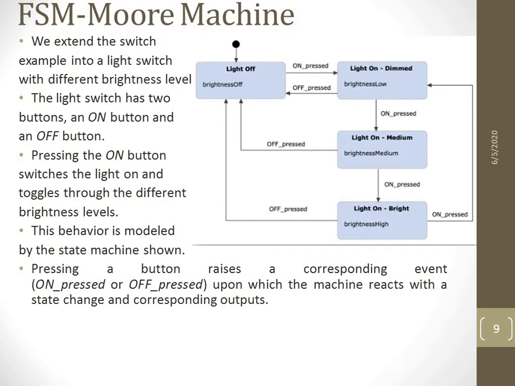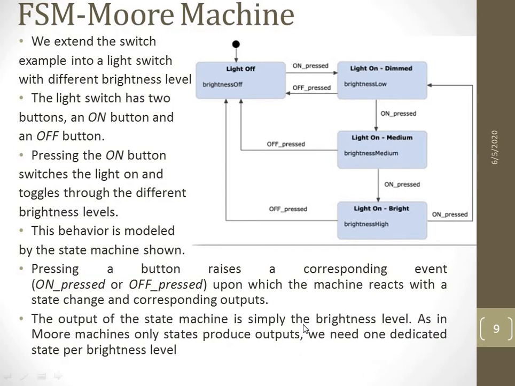Pressing a button raises a corresponding event, that is on pressed or off pressed, upon which the machine reacts with a state change and corresponding outputs. So the output of the state machine is simply the brightness level. As in Moore machines, only states produce outputs, so we need one dedicated state per brightness level.